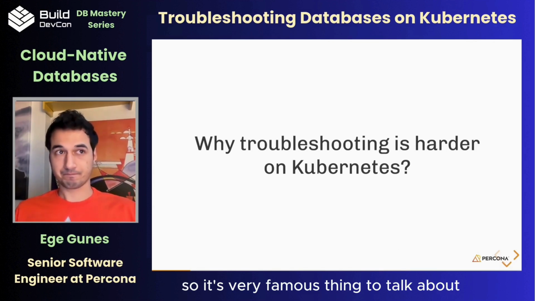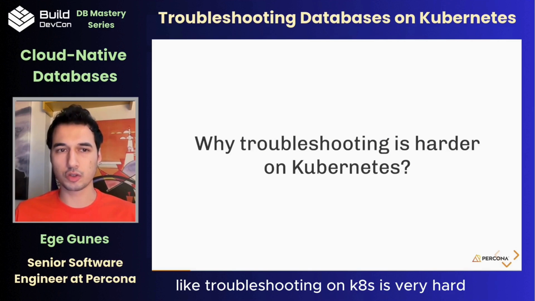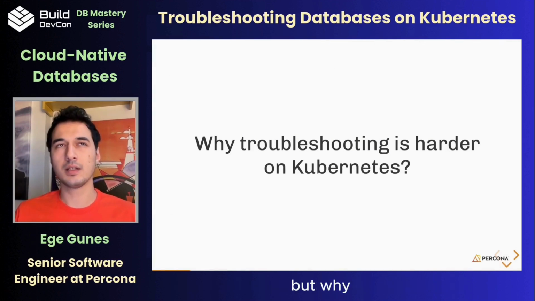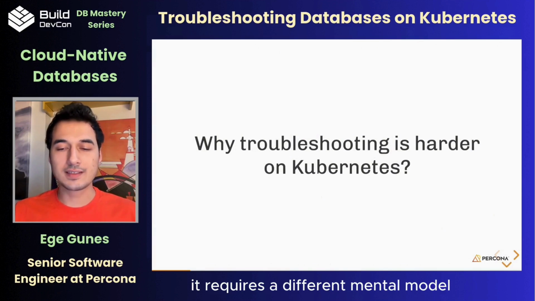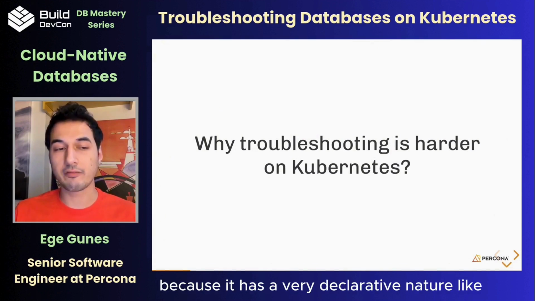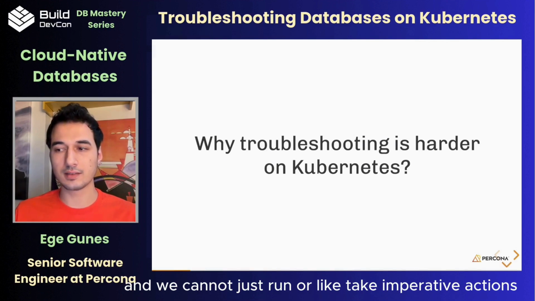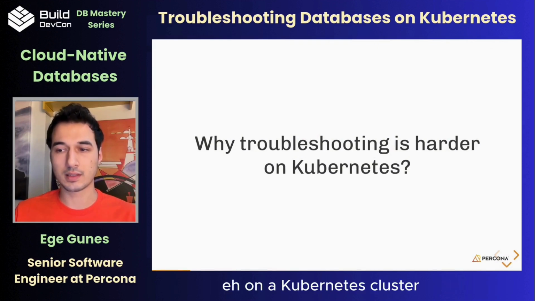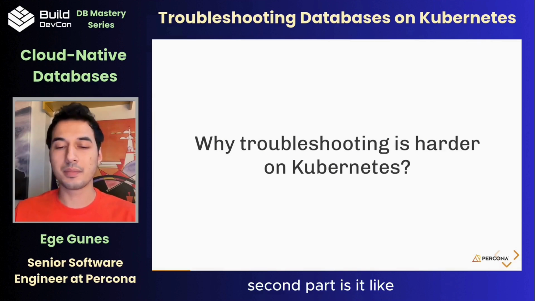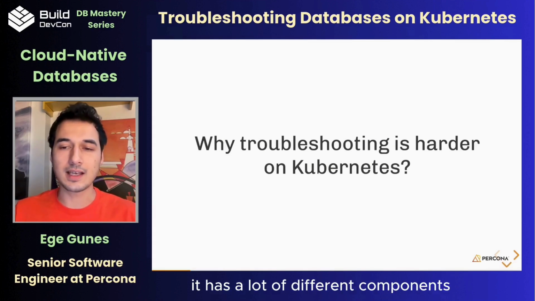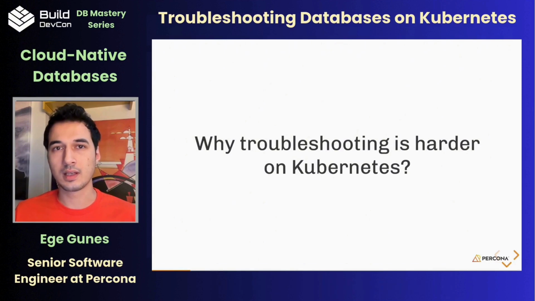It's a very famous thing to say that troubleshooting on Kubernetes is very hard. But why? Well, of course, it requires a different mental model because it has a very declarative nature, and we cannot just run imperative actions on a Kubernetes cluster. So this is one part of the problem. The second part is that it has a lot of different components.